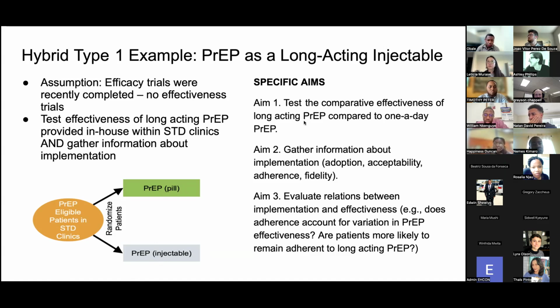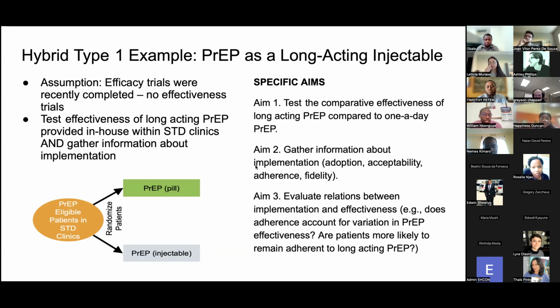So the main aim here was to test the comparative effectiveness of the long-acting pre-exposure prophylaxis compared to one-day PrEP, which is an injectable, and they had their own outcomes that they were observing at this point. So the aim two was to gather information about implementation. That is to say, will clinics adopt this? Will patients like this? Will patients accept this? Will there be adherence issues?